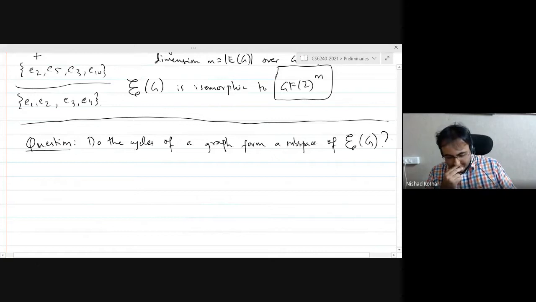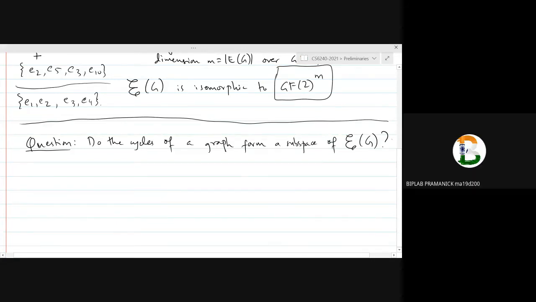Okay, so let's look at this. Do the cycles of a graph form a subspace of the edge space of the graph? So you want to think of each cycle as a vector in this vector space. And do these vectors form a subspace? What does everyone think? Also, I would like to try out the raise hand feature. So if anybody would like to raise their hand, please try that as well. I haven't used this before.